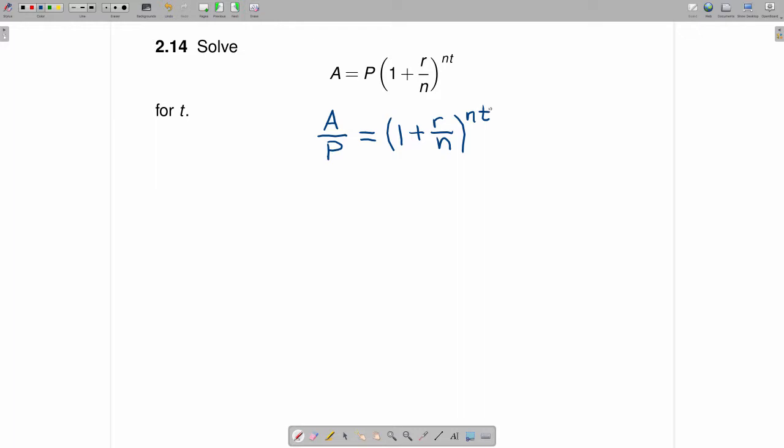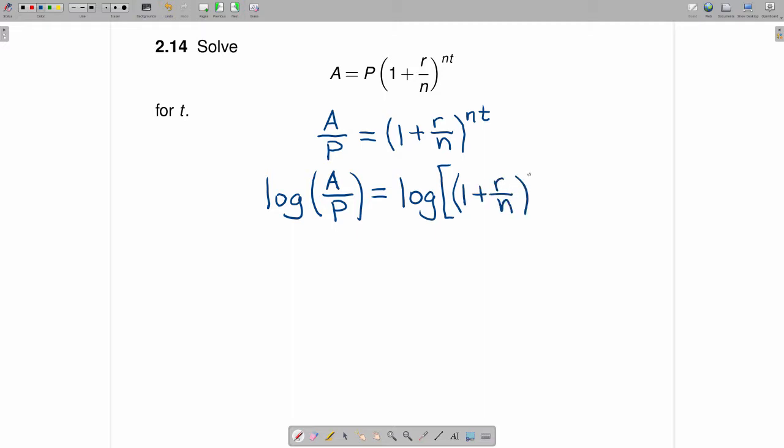Now, in order to get this T out of the exponent, I'm going to take the logarithm of both sides of this equation. I can use any base that I want. I'm just going to write log, which implies the common logarithm, or log base 10. So the log of the left-hand side is the log of A over P, and the log of the right-hand side is the log of 1 plus R over N raised to the NT power.